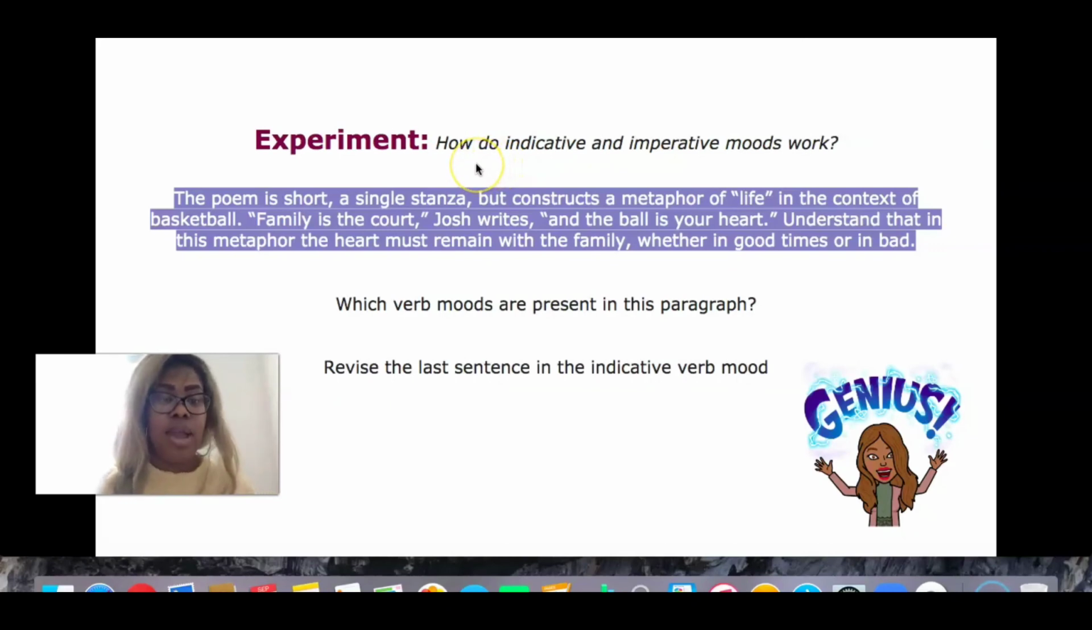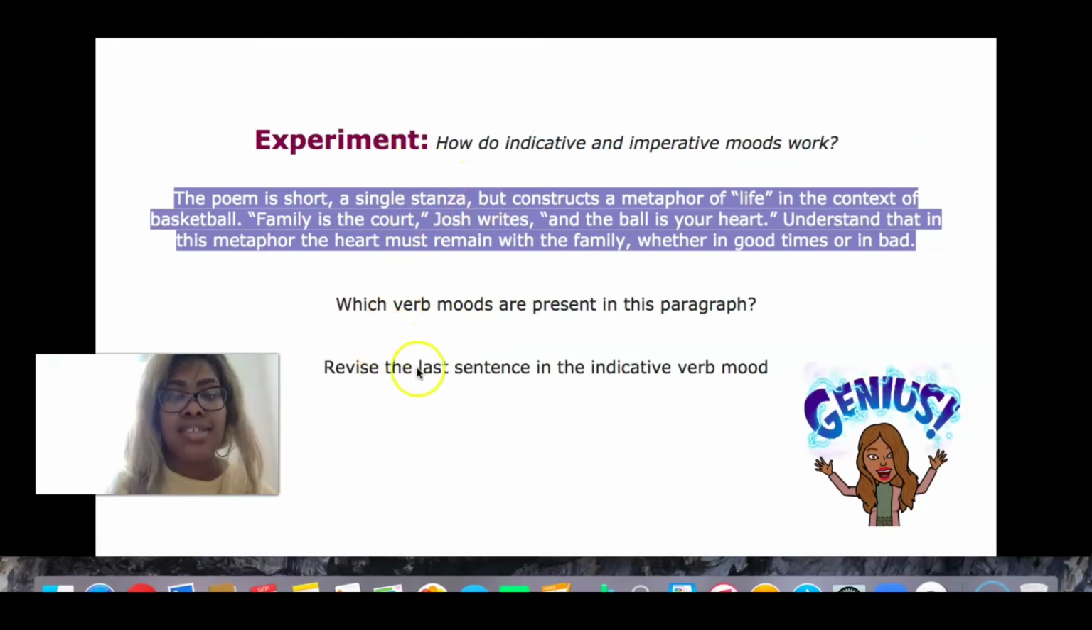So now that we've done that, I want us to think, how do indicative and imperative moods work? The poem is short, a single stanza, but constructs the metaphor of life in the context of basketball. Family is the court, Josh writes, and the ball is your heart. Understand that in this metaphor, the heart must remain with the family, whether in good times or bad. Which verb moods are present in this paragraph? So look at this paragraph, and I want you to tell me which verb moods are here.